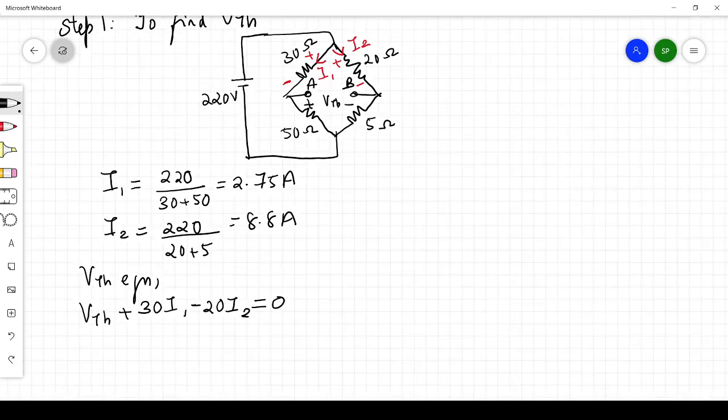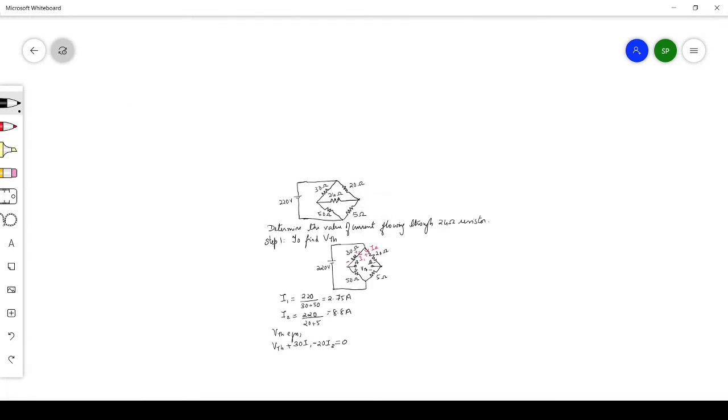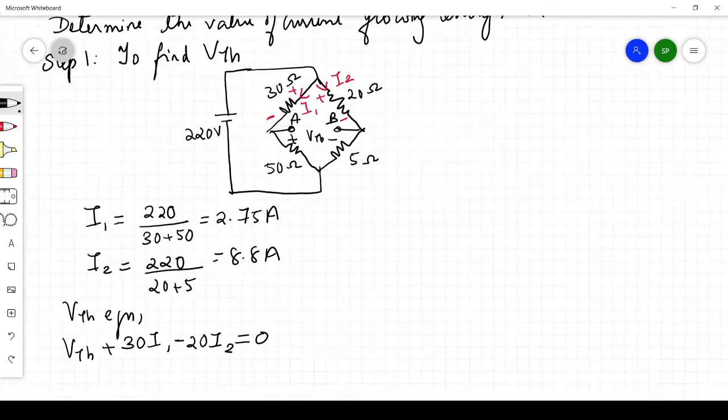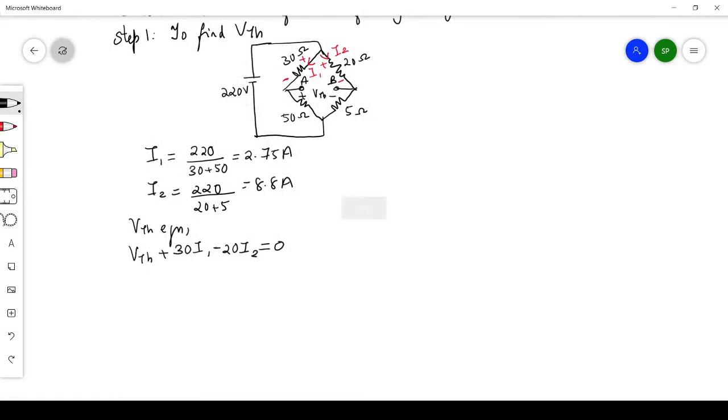Now from this equation we can write VTH is equal to 93.5 volt. When you substitute the values for I1 and I2, you will get this value.